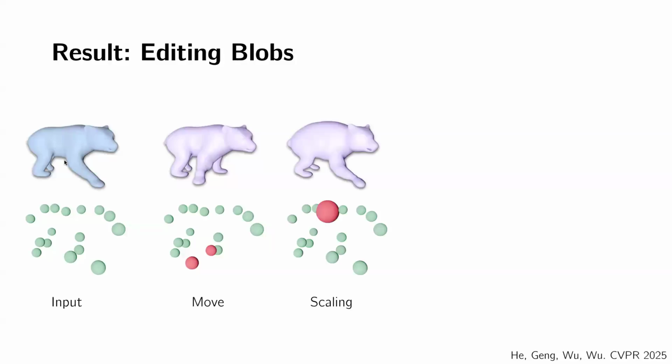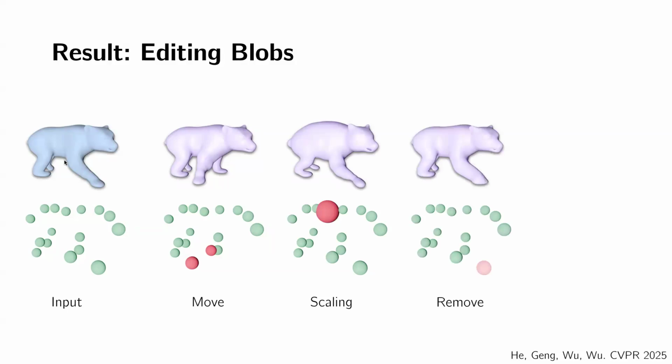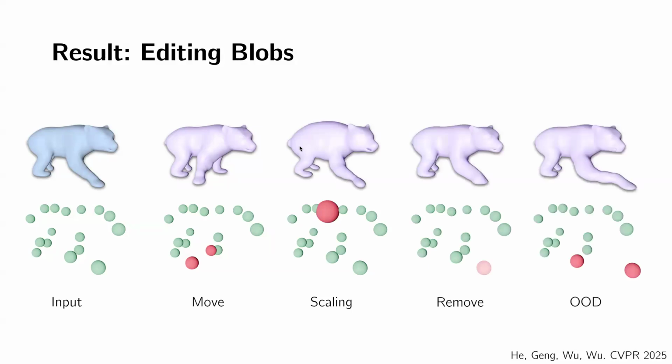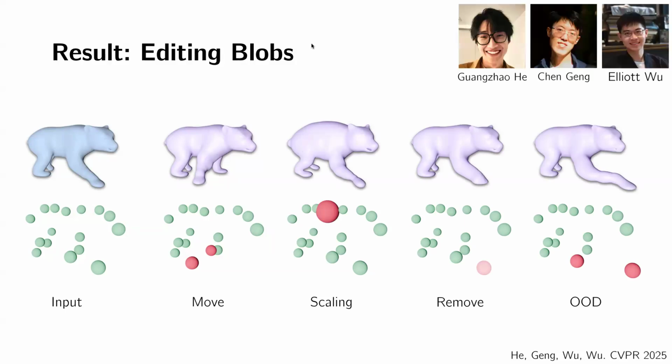And you can scale a part of the objects. You can remove part of the objects so that you can edit, let's say, the length of the leg of the bear. You can even do some out-of-distribution generalization. You can synthesize objects that you've never seen before. So this was done by, again, Elliot, who was then my postdoc and has now started as an assistant professor at Cambridge, and Chen, who is my PhD student, and Guangzhao, who was back then a visiting student and is now a PhD student at Cornell.